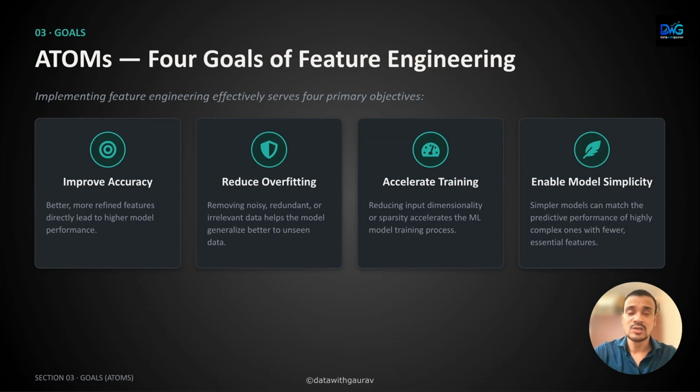So, remember the acronym: A is for improving accuracy, T is for reducing overfitting, O is for optimizing or accelerating training, and M is for model simplicity. These four goals capture the essence of why feature engineering is such a critical part of every machine learning project.